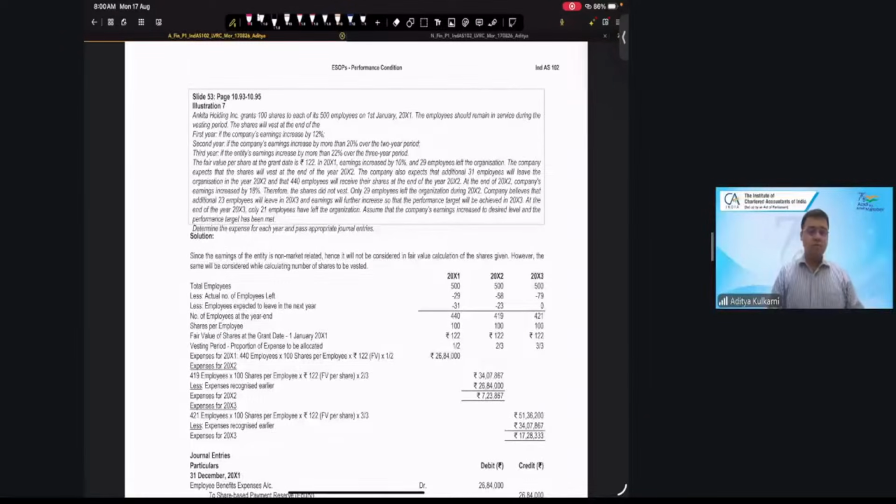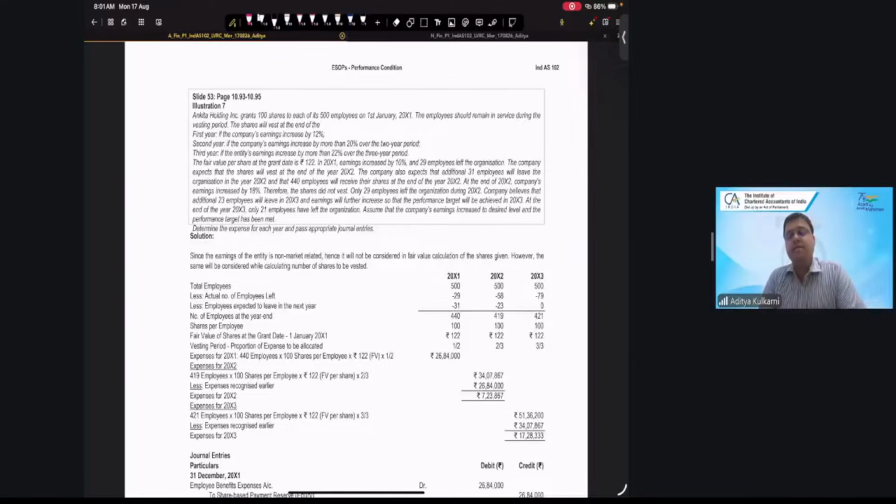We now come to a concept called vesting conditions. What do you mean by vesting conditions? These are the requirements that need to be fulfilled for options to get vested in the employee. Who has to fulfill these conditions? The employee has to fulfill these conditions, so that he can exercise the option once the vesting period is over.